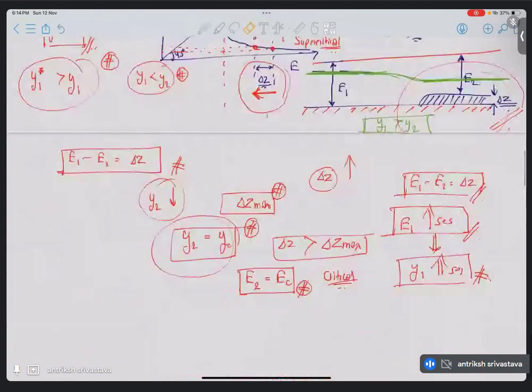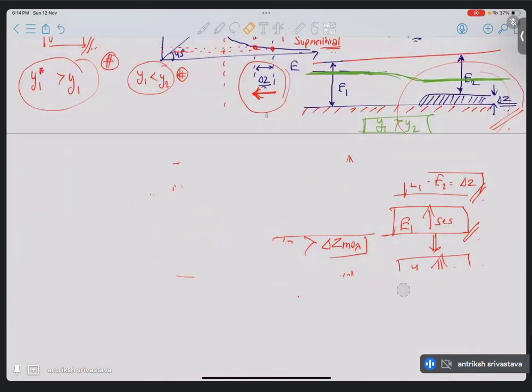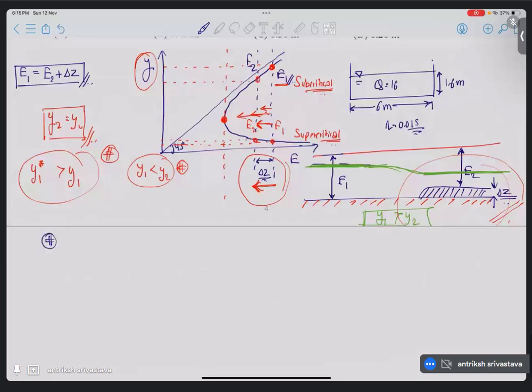So let me erase this. Okay, so according to this question, we have to calculate our delta Z max at the downstream. What is the property that we know? At delta Z max, Y2 will become Yc. That means E2 will become Ec.